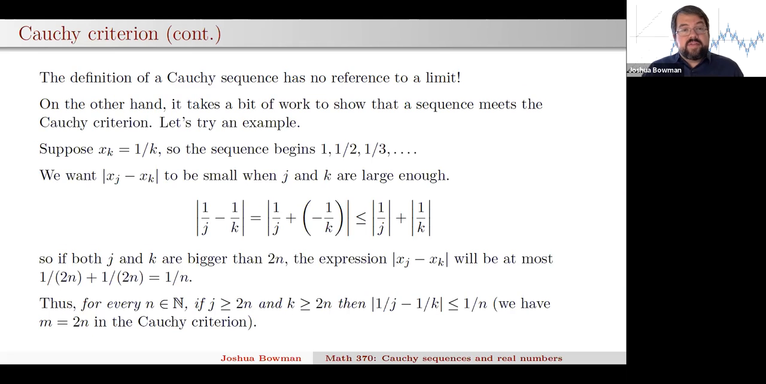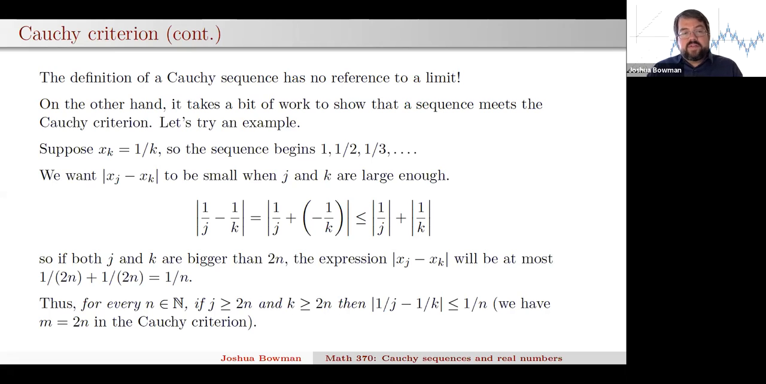Now, the important thing about this definition is that it has no reference to a limit. We don't have to know what the limit is ahead of time. But it does take a bit of work because of that to show that some sequence meets the Cauchy criterion. So let's look at an example.